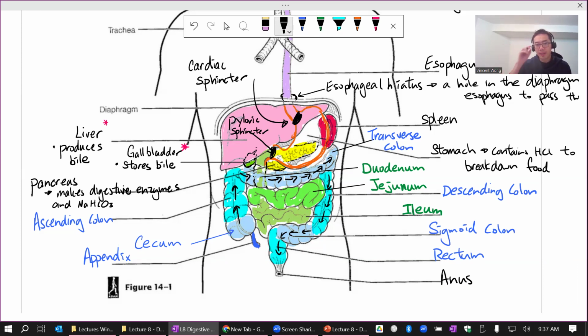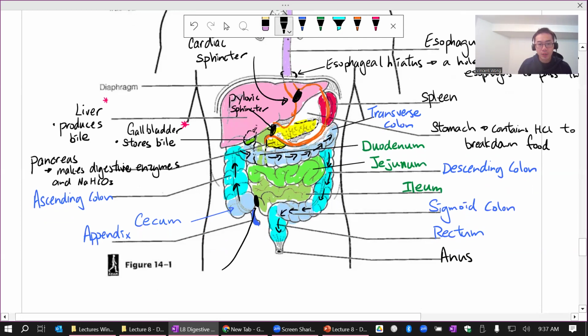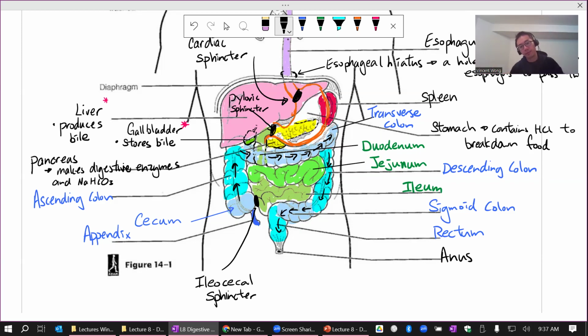All right, I have two more things to add here, and then we're gonna have a break. There's another sphincter right there. We definitely want to keep the poopy stuff in the large intestine so that it doesn't go back to the small intestine, right? It's gonna cause an infection otherwise. So there is a sphincter between the ileum and the cecum. It's called the ileocecal sphincter. It prevents the large intestine content from moving backwards.